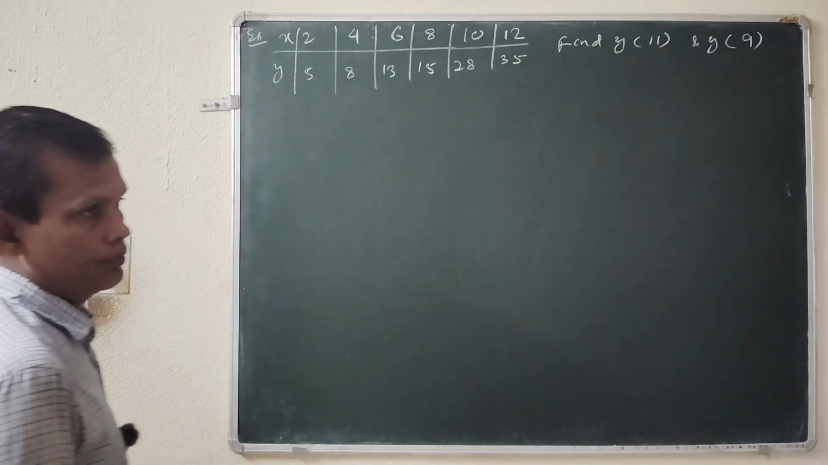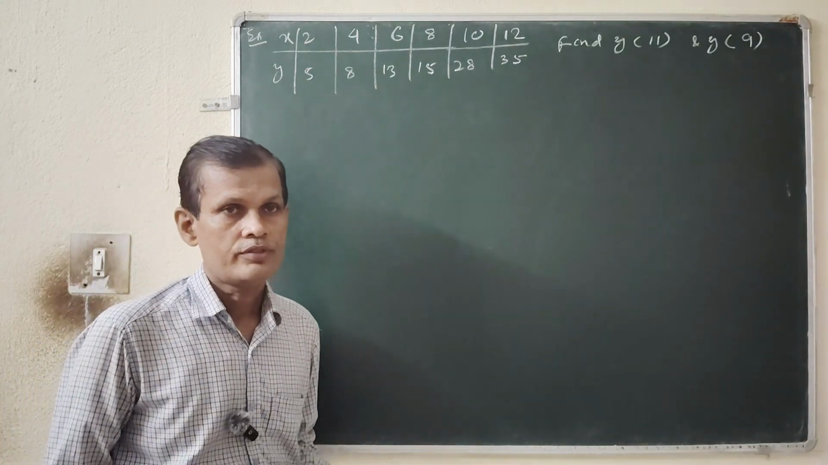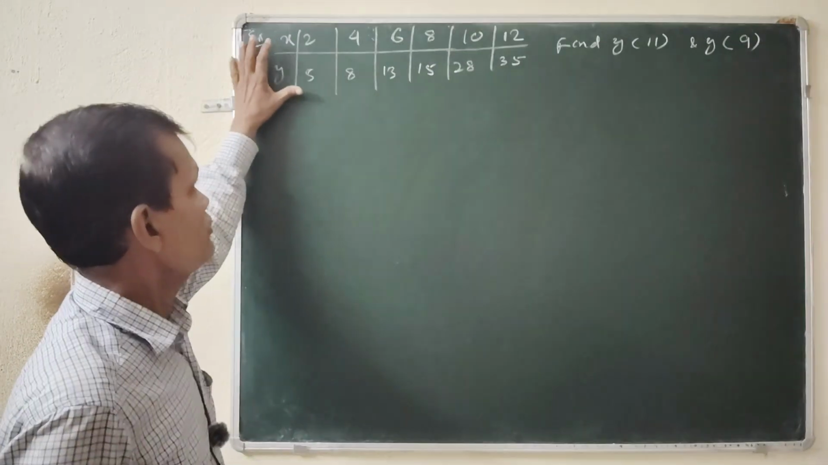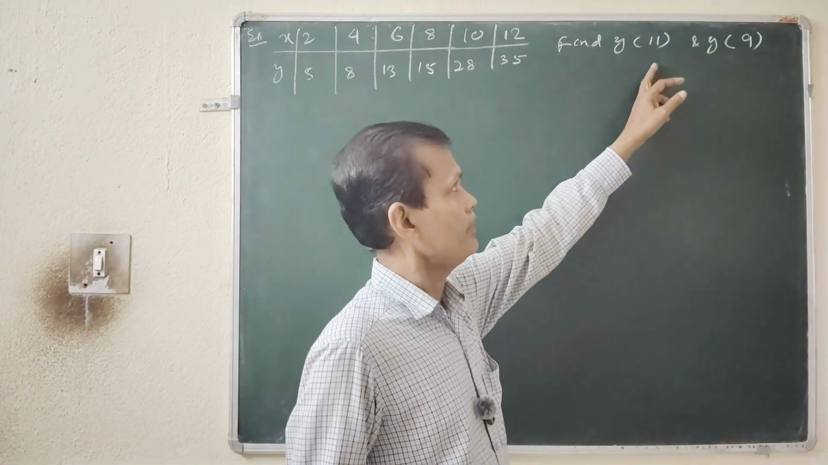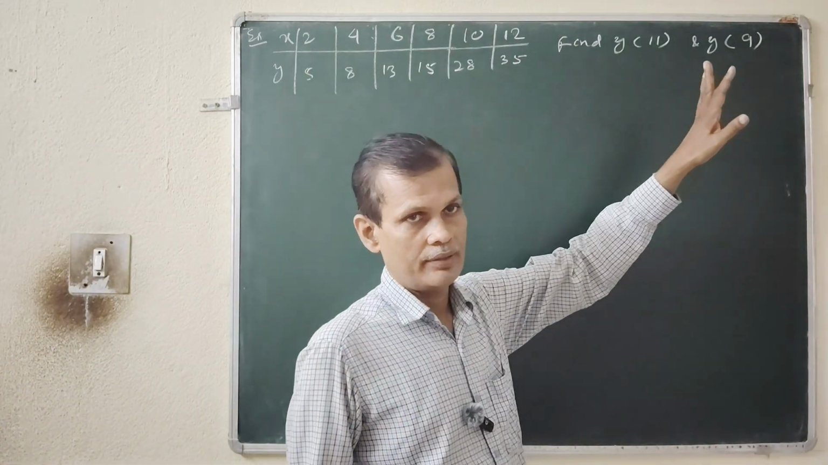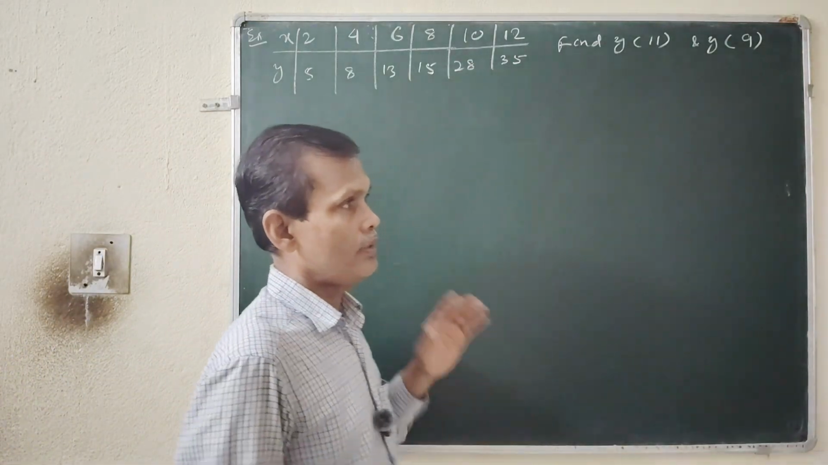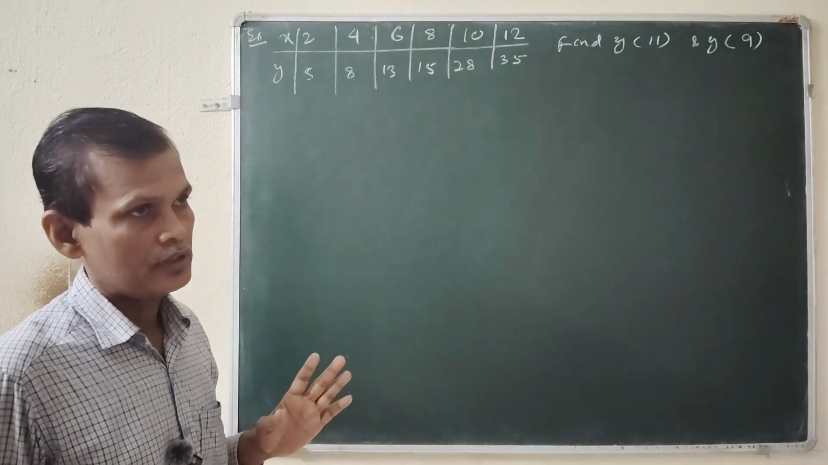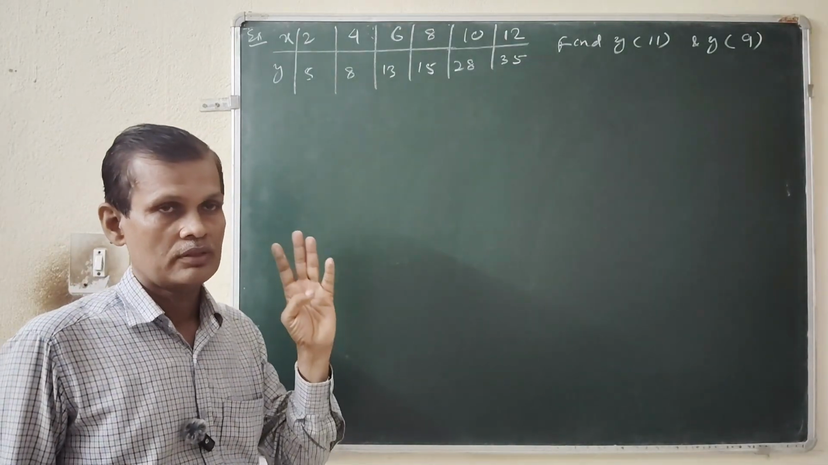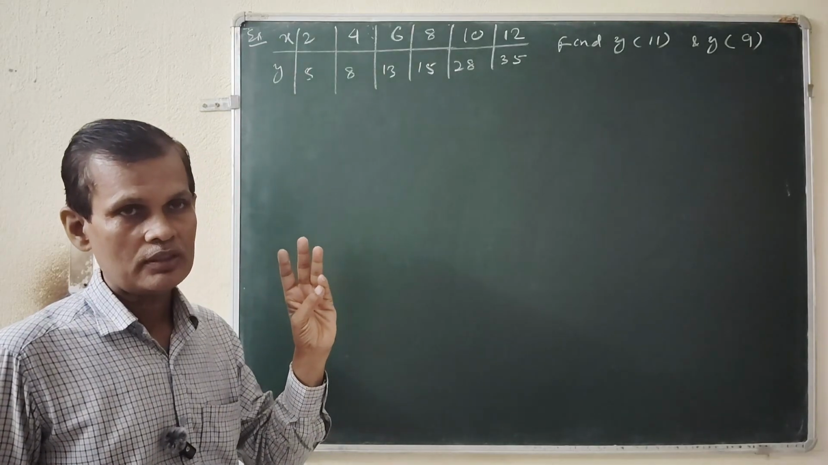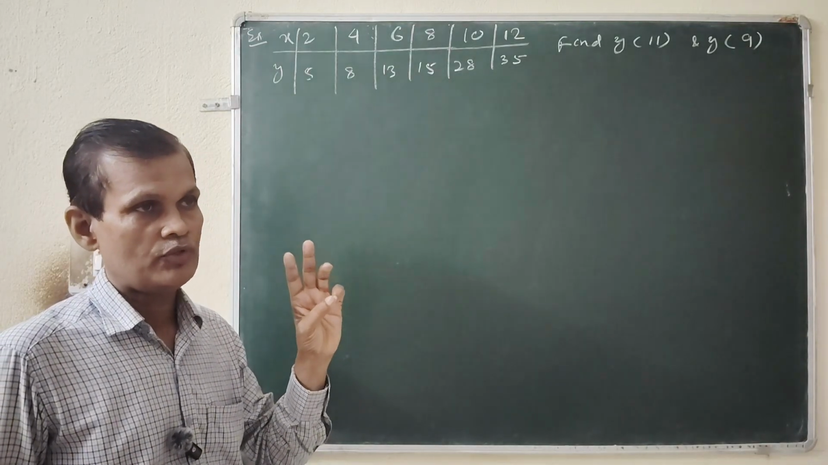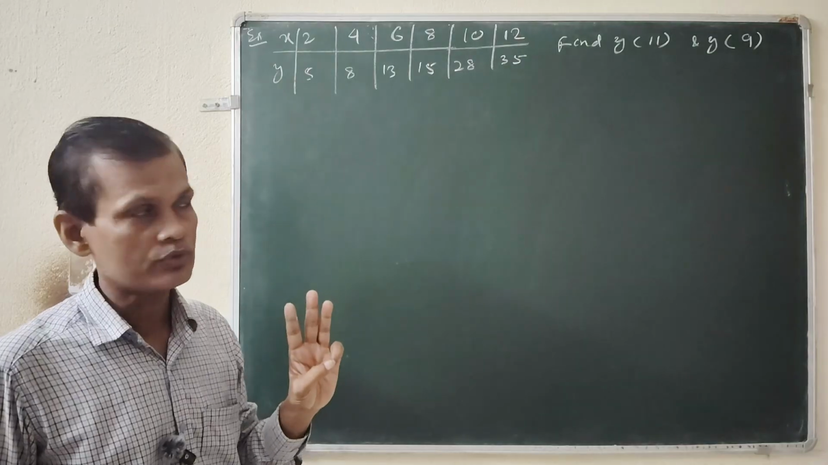Now we will solve the numericals. Okay, you see, this is given. This is the set of data x and y, and you have to find the value of y at 11 and the value of y at 9, right? When you work out the problem, you have 4 formulas: Lagrange, Newton's divided difference, Newton's forward, and Newton's backward. You have to decide which formula to use.